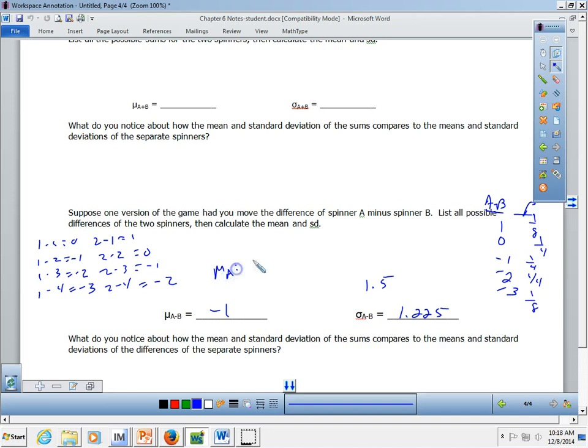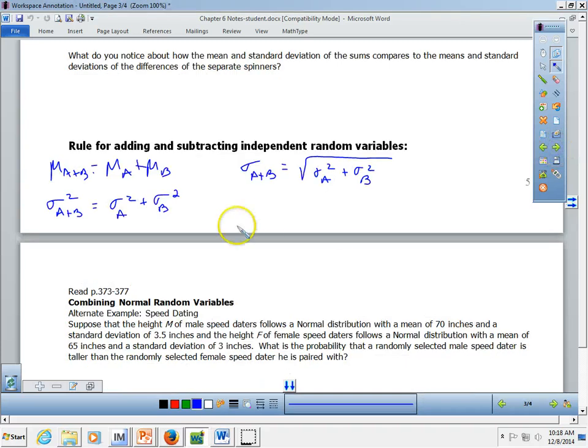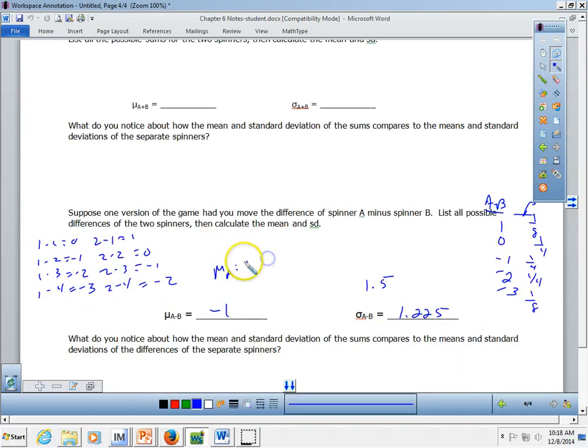Well, the mean on A was 0.5, I'm pretty sure, right? Is that right? No, 1.5 and 2.5. So the mean on A was 1.5, and the mean on B was 2.5. Now, how do you put those together to get negative 1? You just subtract these guys, right? This is 1.5 minus 2.5. So, if I'm going to subtract two random variables from each other, then the new mean becomes simply subtracting the existing means of each individual random variable.